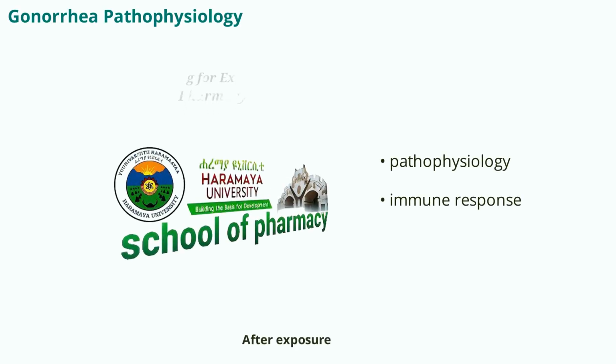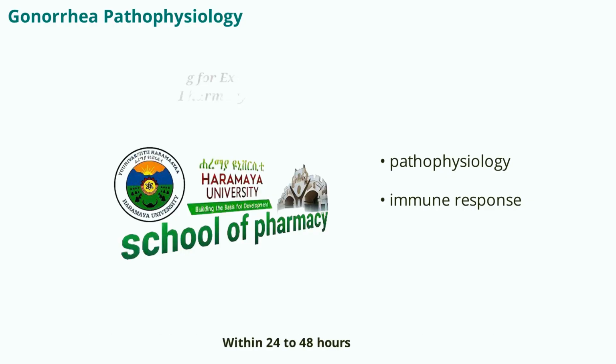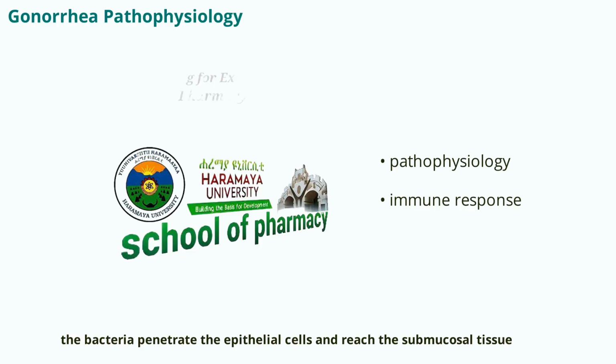After exposure, Neisseria gonorrhoeae attaches to the mucosal lining of the genital tract using specialized structures called pili and outer membrane proteins. Within 24 to 48 hours, the bacteria penetrate the epithelial cells and reach the submucosal tissue. This triggers a strong immune response, especially from neutrophils, leading to the sloughing off of the epithelium, formation of microabscesses, and the production of pus. These processes are responsible for many of the classic symptoms seen in gonorrhea infections.